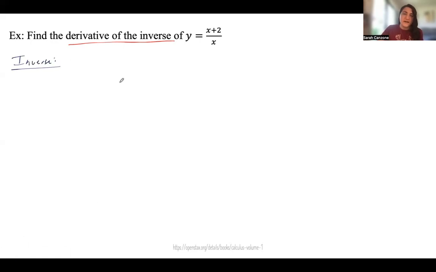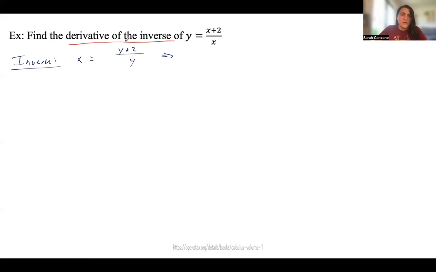Again, inverse flips all x's with all y's. So this y will become an x, and these two x's will become y. So x equals y plus 2 over y. Now, you could theoretically solve for y. We aren't going to solve all the way. We're just going to change it a little bit.